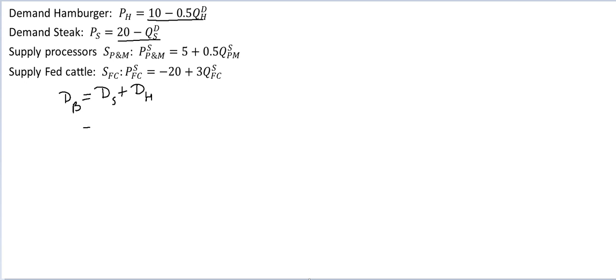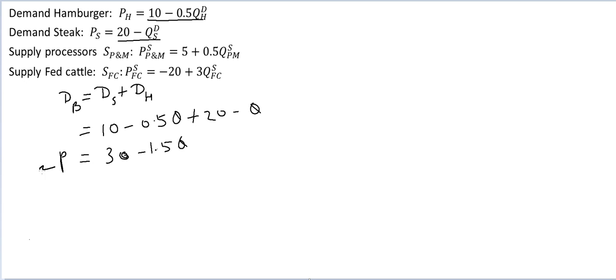So this simply equals 10 minus 0.5Q plus 20 minus Q. Okay, and this sum equals 30 minus 1.5Q. As long as you have this, then you simply have P in front of this, and this is nothing but your demand for beef.